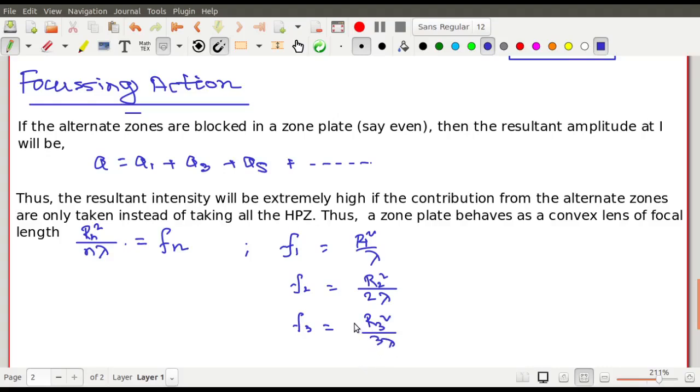A zone plate doesn't have different focus over here. The zone plate doesn't have different focus in this particular formula. According to this particular formula, the zone plate does not have different focus. It has only one focus according to this formula. Why? It apparently appears that these are different.